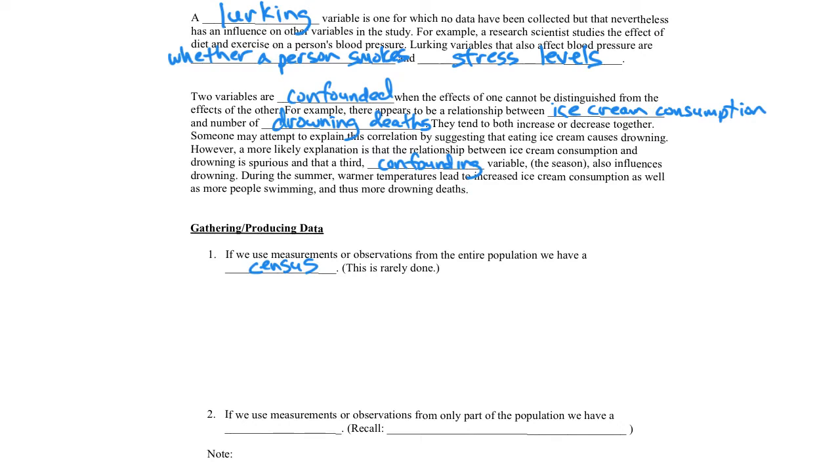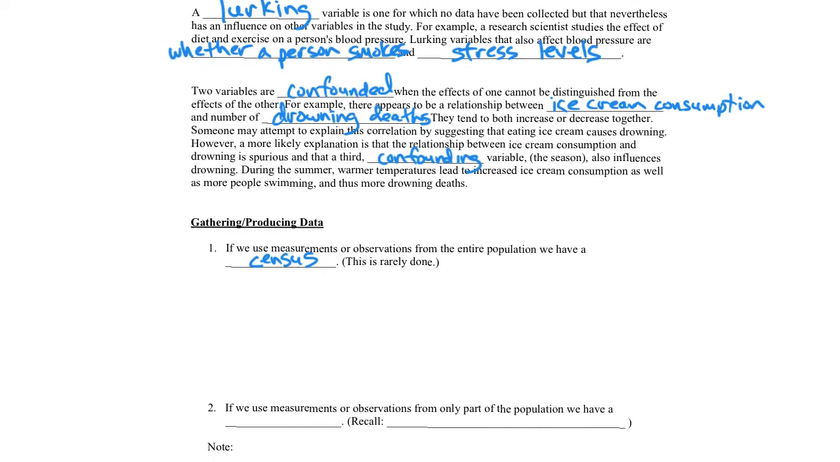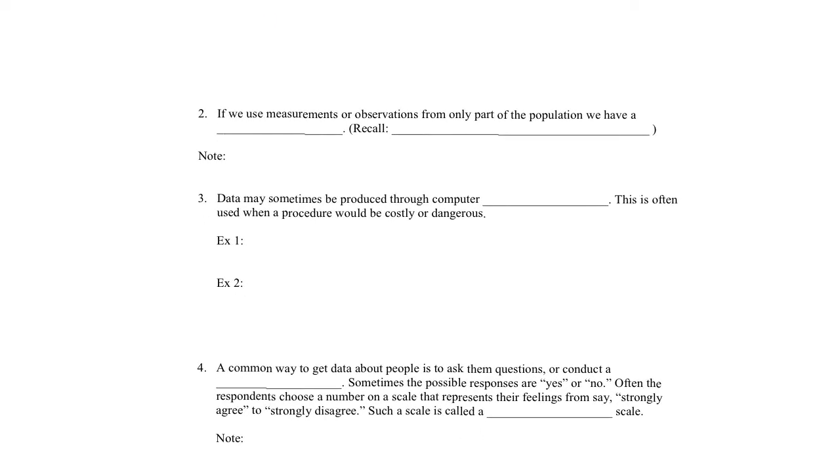But this way of producing and gathering data is rarely used because it's extremely expensive, as you can imagine. So it is one way to get data, but it is not done very often. So if we use measurements or observations from only part of the population, we have a sample.